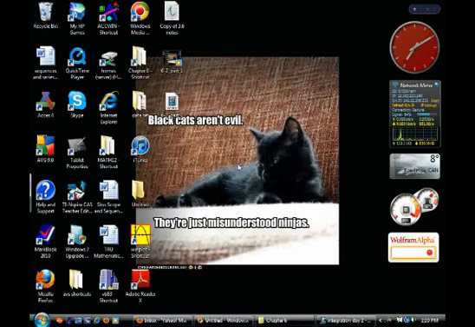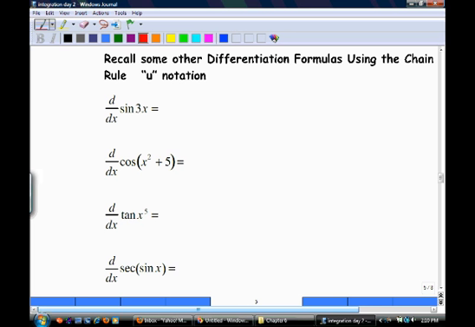Happens when we're doing derivative. Sine 3x is actually cos, the inside is 3, of u times u prime. Next one, the same kind of deal. Derivative of cos this time is negative sine. The inside doesn't change, x squared plus 5, and then I multiply by the derivative of x squared plus 5, which is 2x.